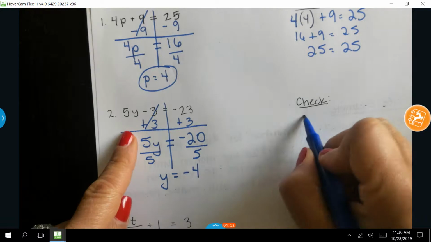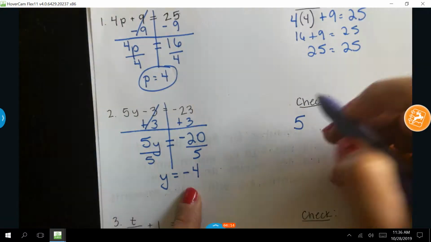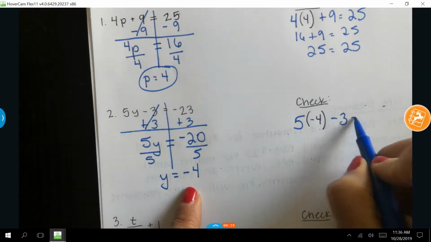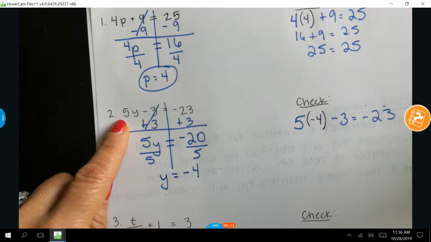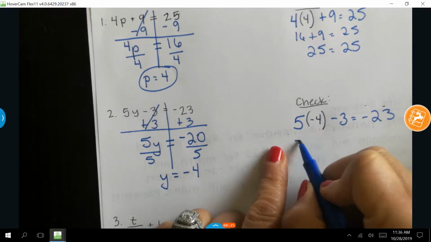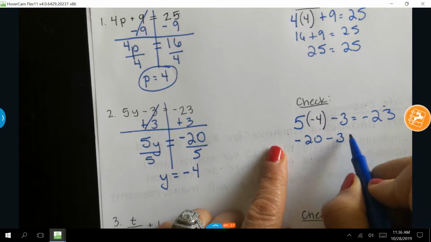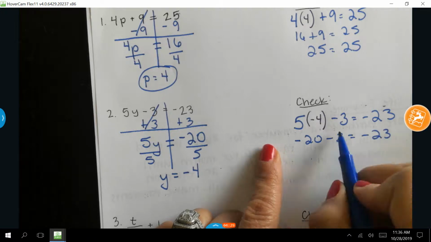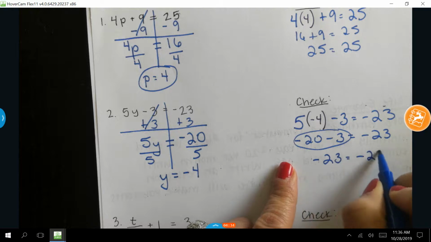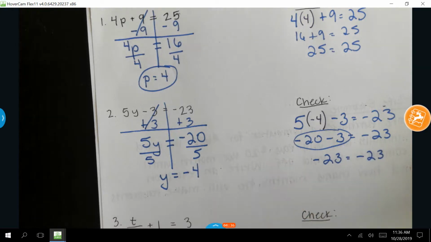So to check now, we do 5 times, what did we get? Negative 4 minus 3 should equal negative 23. You always go back to the original equation. So 5 times negative 4 is negative 20 minus 3. And then if you want to just put that in the calculator, you can. You'll see it is negative 23.